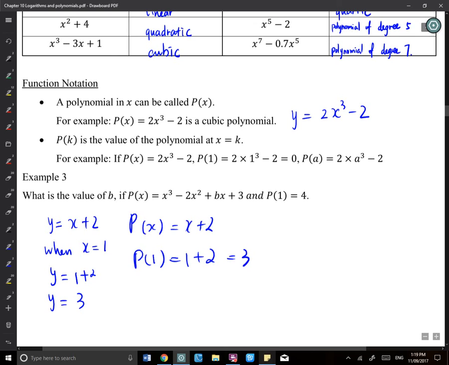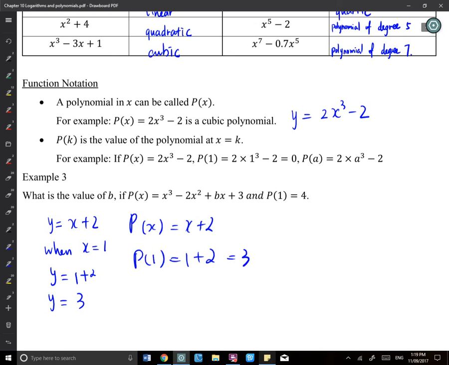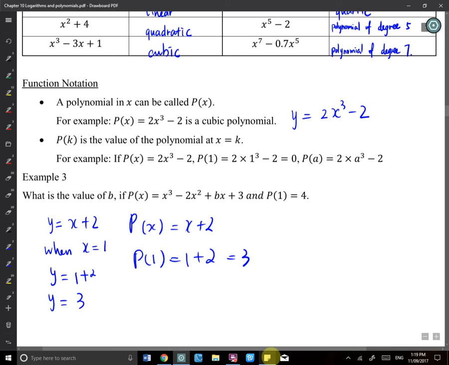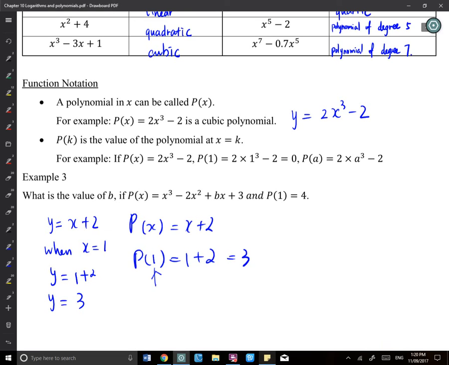So this function directly tells you both the x value and the y value. You sub 1 into this bracket and then you get the y value. So it's (1, 3) for the point.